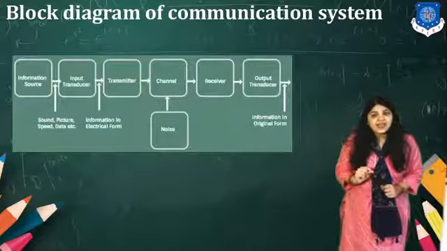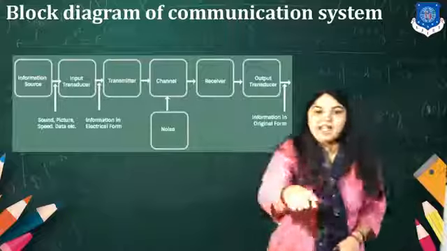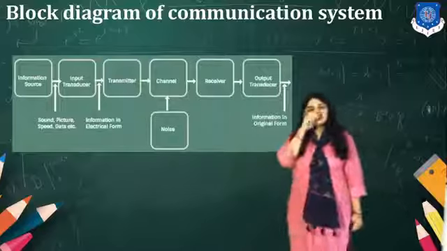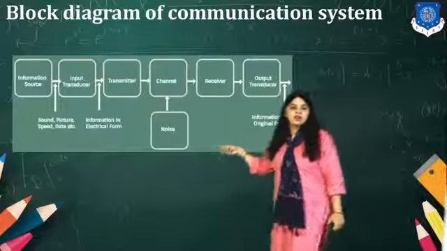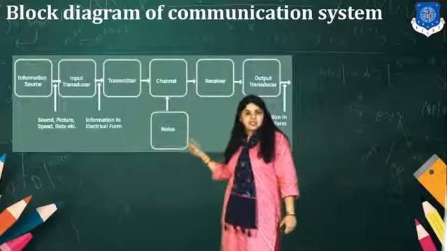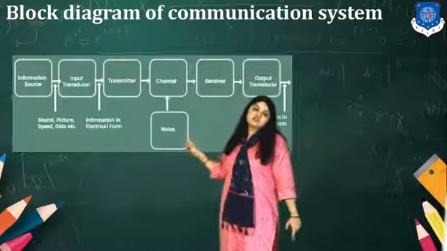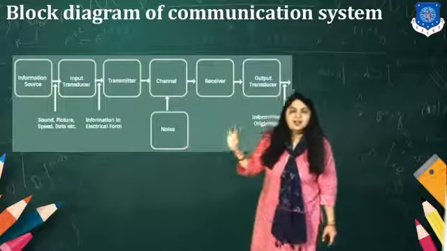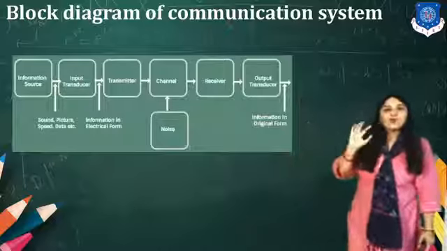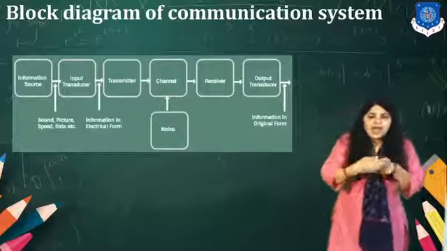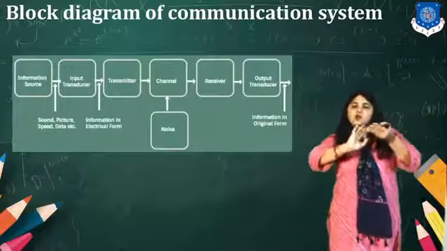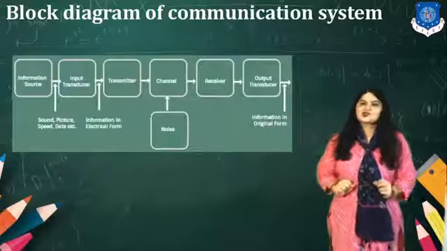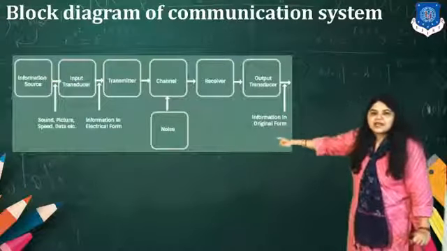Now one more thing you can see in our diagram. What is this? It's noise. What is noise? Noise is an unwanted signal. Whenever the channel is associated, noise is there. So noise is an unwanted high frequency signal which will be added to the signal while it is transmitted through the channel. So this is the full block diagram of the communication system.